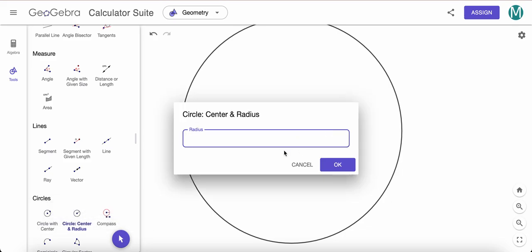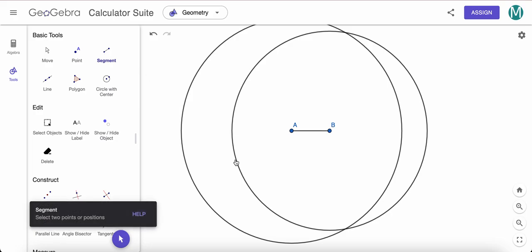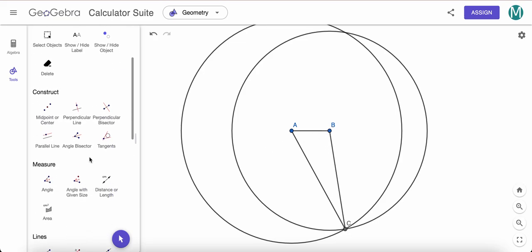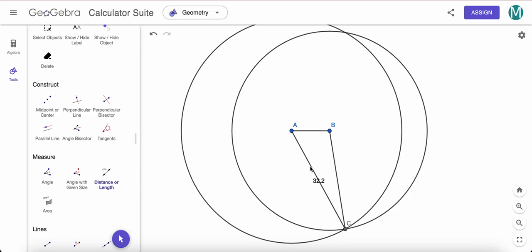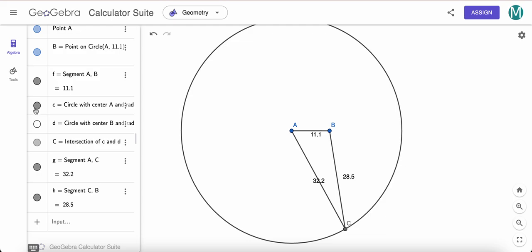So for this one, 28.5, and now I'm gonna use this intersection or that one, but I'm gonna use this one to make the figure similar to the original. Let's make this point C, and the line segments from A to C and from C to P. That is my triangle, and let's see the distances: 32.2, 11.1, and 28.5. Now I'm gonna hide these two circles.